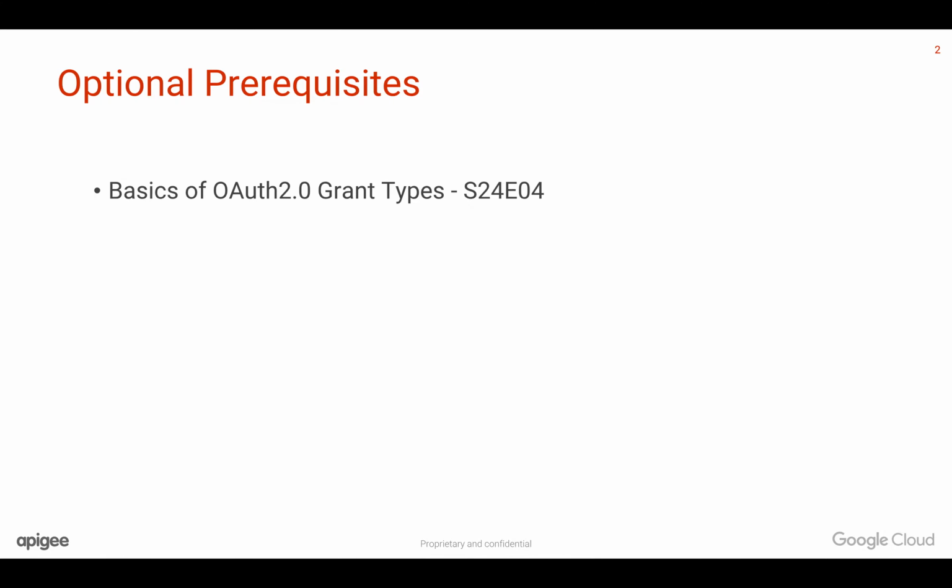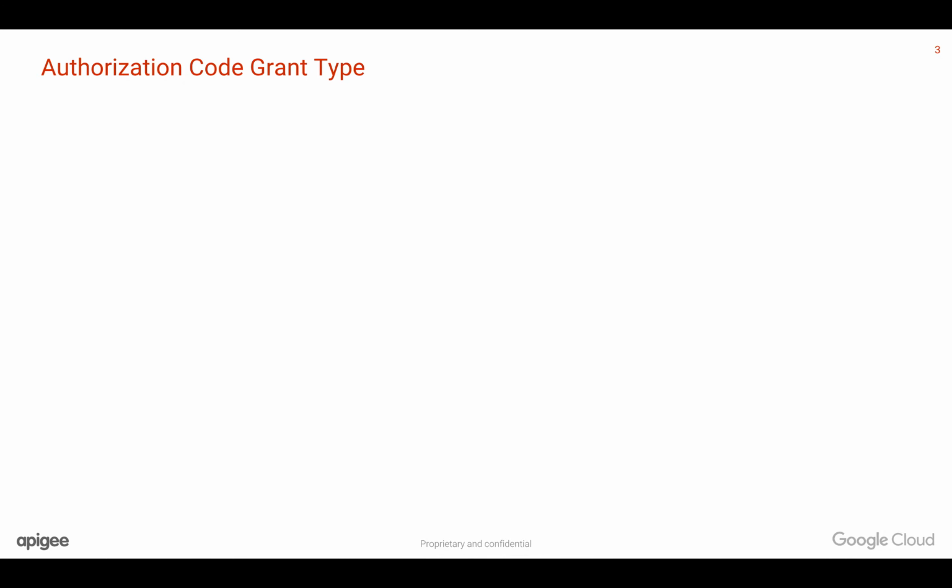Prerequisites for this video, you need basics of OAuth 2.0 grant types. For that you can refer to the earlier 4-minute video. Let's discuss the different steps involved in securing APIs using OAuth 2.0 Authorization Code Grant Type and how different actors talk to each other, including Apigee Edge platform, which acts like an OAuth 2.0 authorization server.